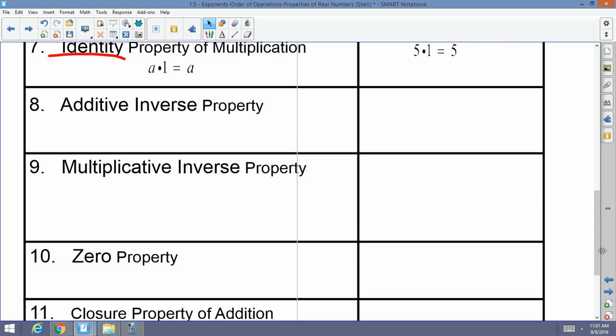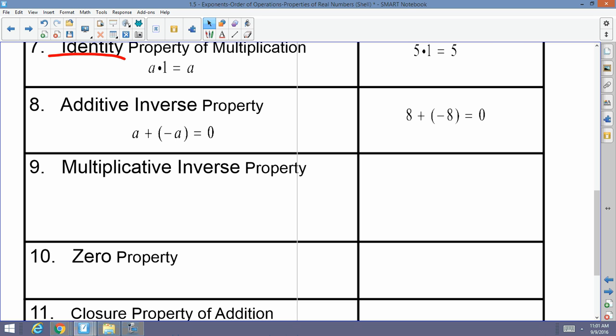Additive inverse. We learned additive inverse already. I just wanted to refresh your brains. Additive inverse states that A plus negative A equals 0. So what that says in English is if you add a number and its opposite, it will always be 0. So for example, 8 plus a negative 8 equals 0. That's the additive inverse property.